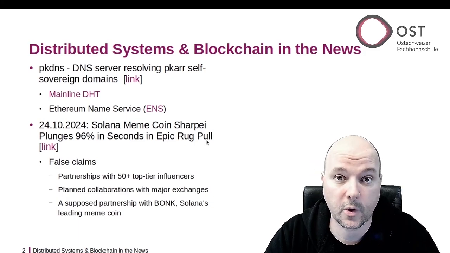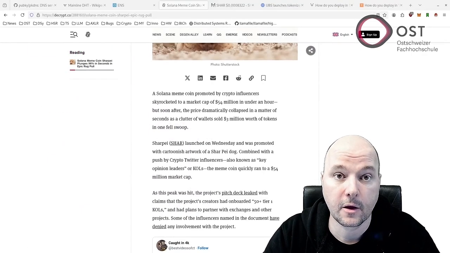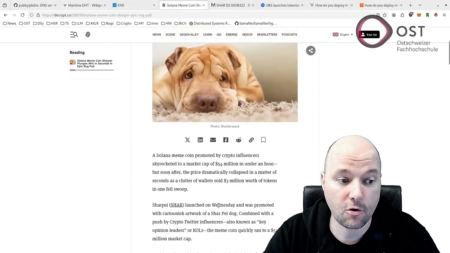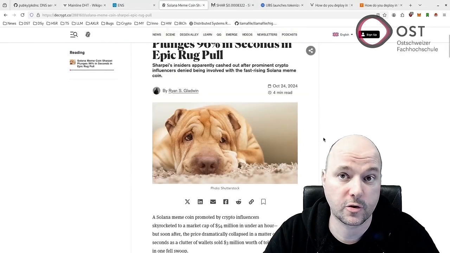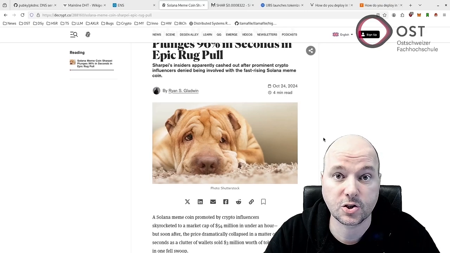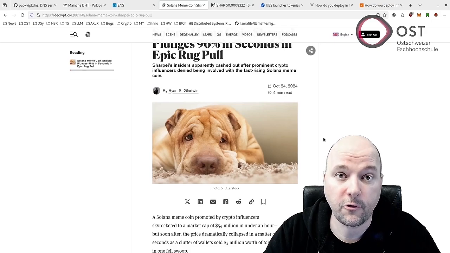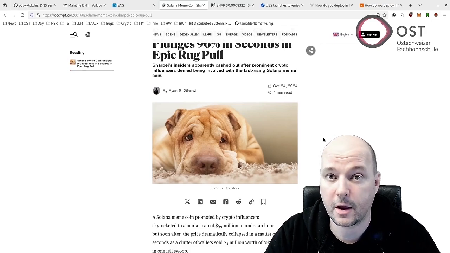On Wednesday, 23rd of October, a new meme coin called Sharpei, featuring a cute artwork of a Sharpei dog, launched on the Solana blockchain, and within just 1 hour achieved a remarkable 54 million market capitalization.